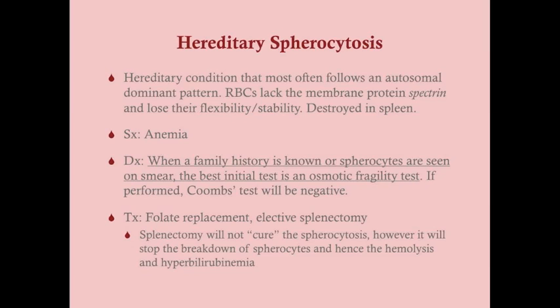Red blood cells lose their flexibility as they get older, and that's a good thing that we get rid of those ones. However, when you have hereditary spherocytosis, you're going to have a lot of red blood cells that are inflexible from the get-go, and so you'll have a lot of red blood cells being destroyed in the spleen, and that's not good, because that's going to cause anemia, hemolytic anemia.